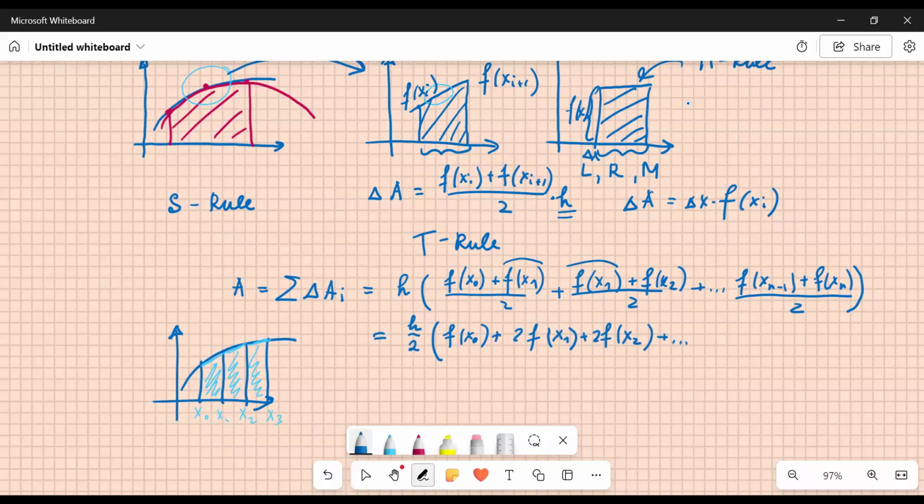And then f of x2 is going to be also repeated twice, and so on until the very last one. The last one is not going to be repeated twice because there is nothing behind it. So we are going to just have f of xn with only one value. So that's the general formula of the trapezoid rule.